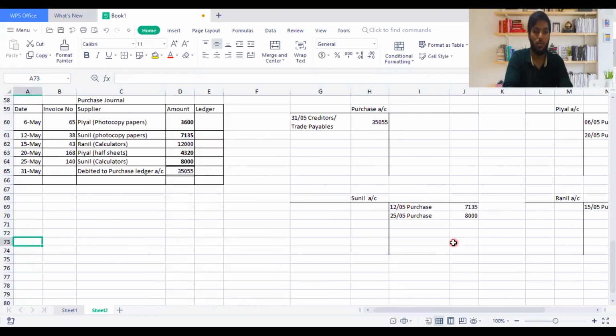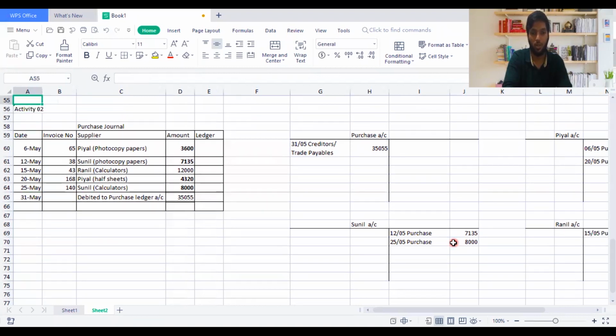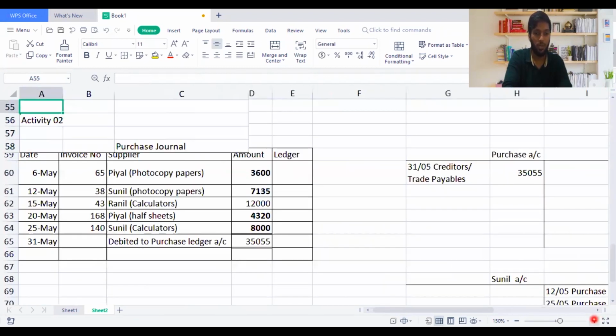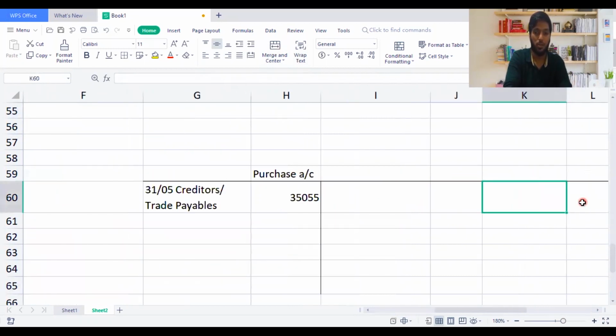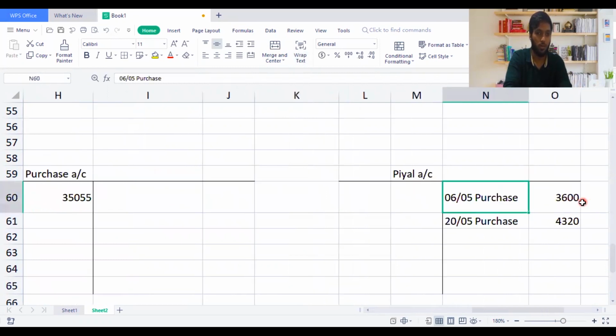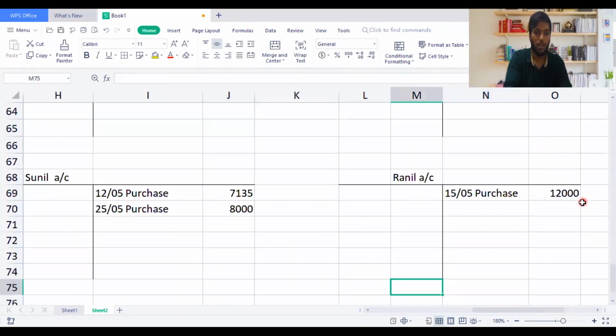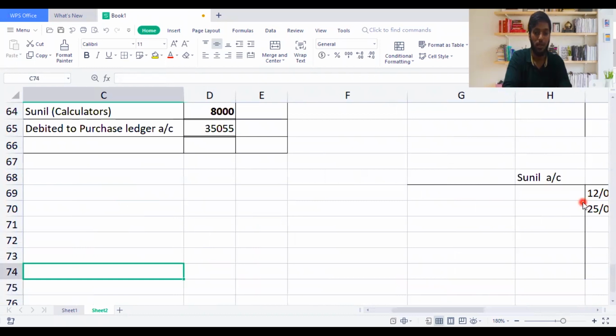I've given you the complete understanding of how a purchase journal looks like. I'll give you the complete view. This is the account which I did. I took this entire 35,055. I transferred it to the purchase account as usual. Then I transferred one by one for each creditor account. And then the entire sum is completely done, guys. So we'll move on to the sales journal now.